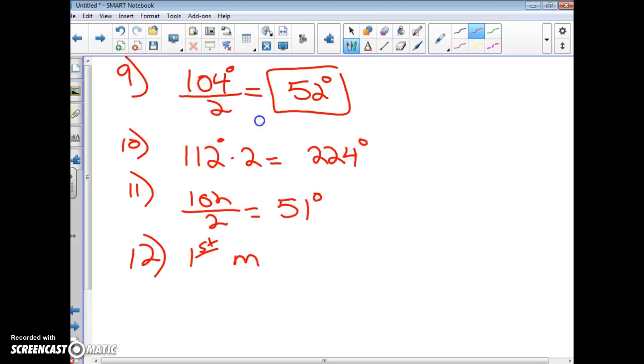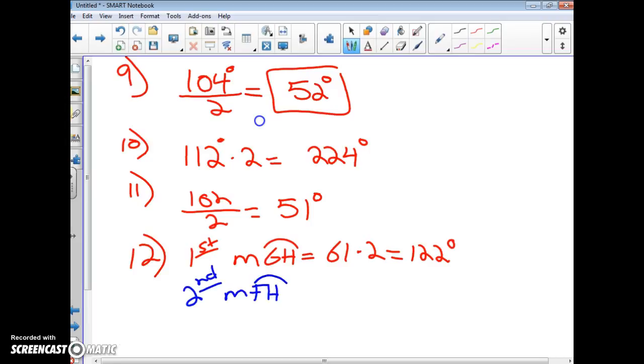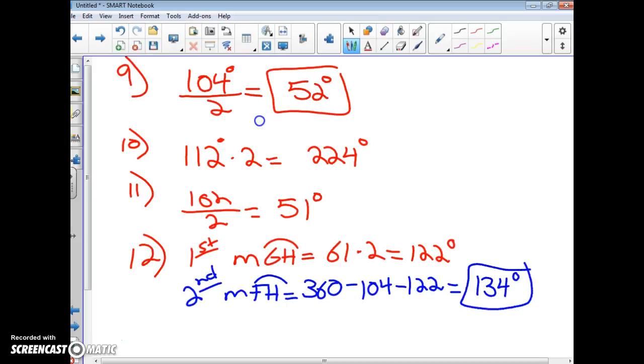Number 12, the first thing I got to do on number 12 is realize that I need arc GH. So the measure of arc GH is going to be 61 times 2, which is 122 degrees. The second thing that I've got to do on that problem is the measure of arc FH is equal to 360 minus 104 minus 122, which is equal to 134 degrees, and that winds up being my answer.